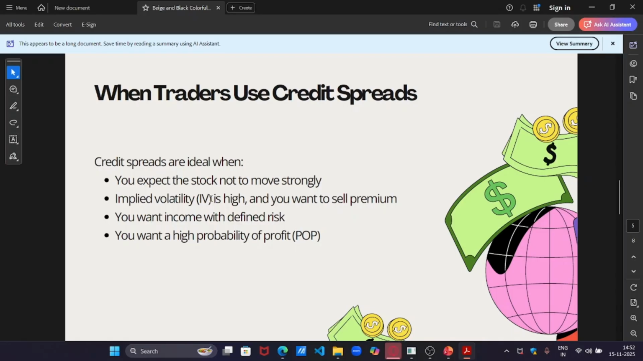And when IV is high, you want to sell premiums, because when the IVs are high, the premiums will also be high. In that case, you will be able to make more profit. You want income with defined risk. So here the risk is defined. When you take the trade, you know how much you can lose. When you directly sell an option, you don't know how much you can lose. The risk is unlimited, but here you will have a defined risk, and the probability of profit in this credit spread is also high.